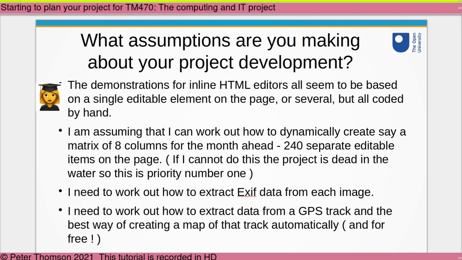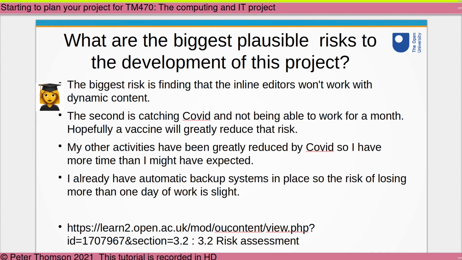I need to work out how to extract EXIF data from each image. I need to work out how to extract data from a GPS track and the best way of creating a map of that track automatically and for free. What are the biggest plausible risks to the development of this project?